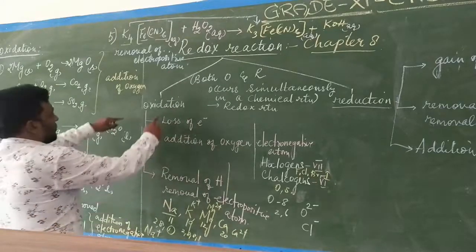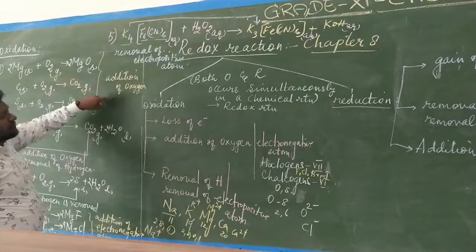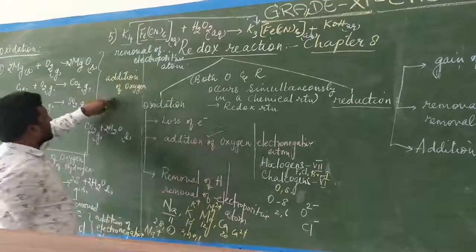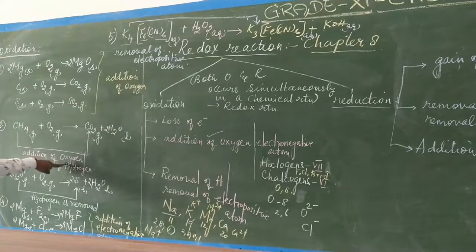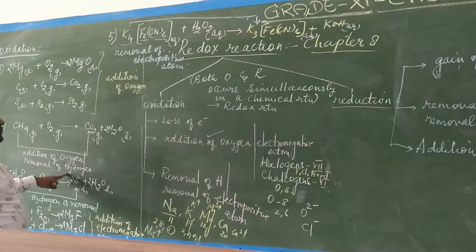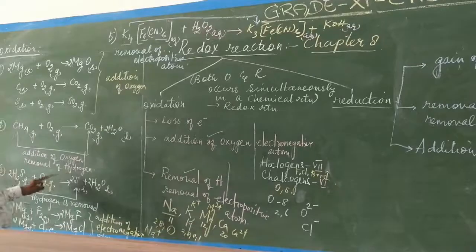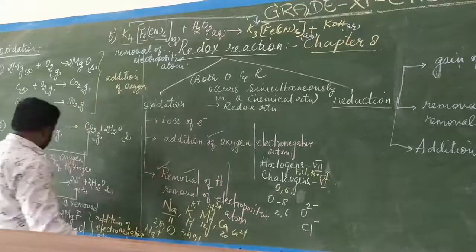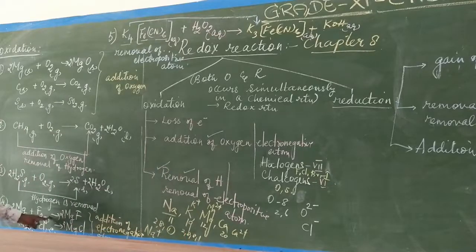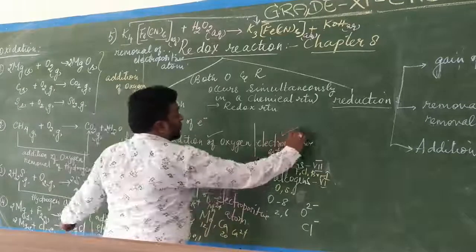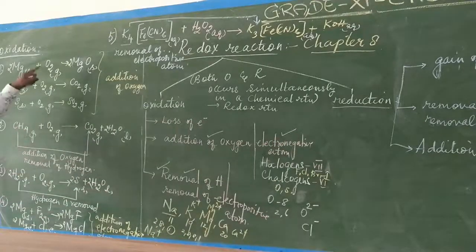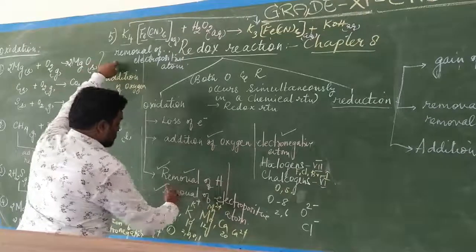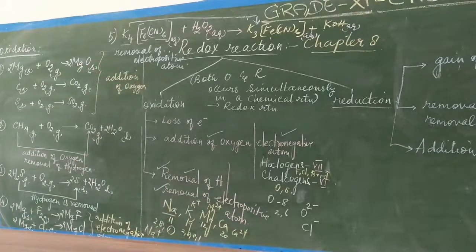See, what is oxidation? Addition of oxygen. So addition of oxygen has taken place. The next one is addition of oxygen and removal of hydrogen. The third one is removal of hydrogen. Then, addition of an electronegative atom. The next one is removal of an electropositive atom. So these are the examples for oxidation reaction.